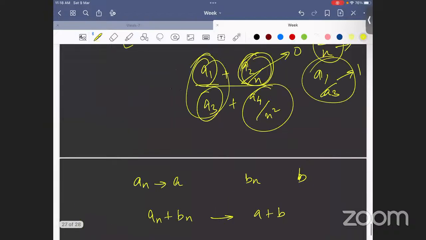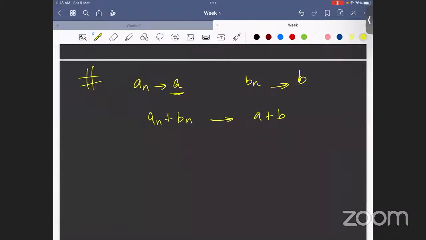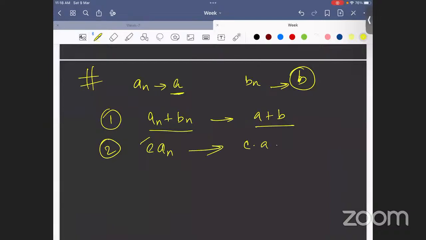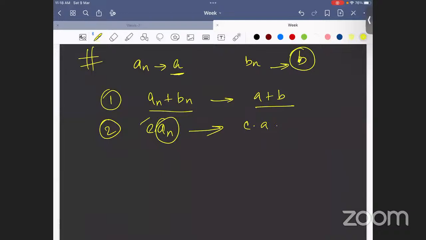Okay, so for any sequence an, if you are able to get the converging value as a, and for any sequence bn, if you are able to get the converging value as b, you can use all this arithmetic. If you have been asked to calculate the limit for an plus bn, you can directly write it as a plus b. For c times an, where c is some constant, you can directly write it as c into a. Because you already know that an is converging to a, the converging value of c into the sequence an will be c into a. Similarly, an minus bn will converge to a minus b.